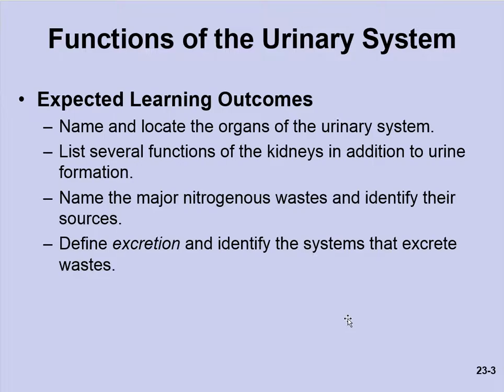system. In this first section, our learning objectives are to be able to name and locate the organs of the urinary system, list several functions of the kidneys in addition to urine formation, name the major nitrogenous wastes that the body creates and identify their sources, and define the word excretion and identify the systems that actually excrete wastes, as the urinary system is not the only one.